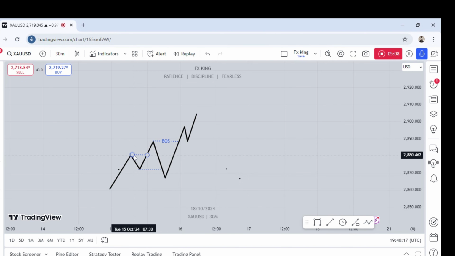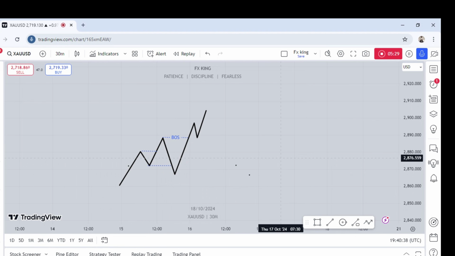This here is not a break of structure. This is not a break of structure. Stop doing this, because you end up buying from here. You buy from here, the market passes, you say, oh, change of character. You sell from here, the market comes and passes, you say, oh, SMC is a scam. SMC is not a scam. You are the scam. You don't know how to trade it correctly, the way it was designed to be traded.